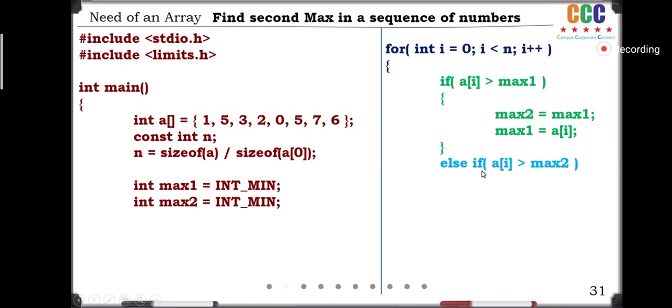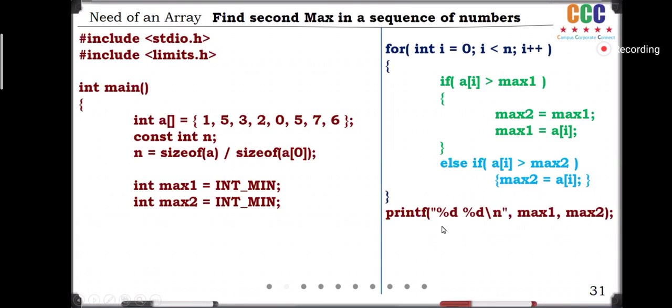So directly don't put else here. Put a condition where, if this is not greater than max 1, probably the value is greater than max 2. Check there, and here you can directly update max 2. No change in max 1. Done. So once you finish this loop, you have max 1 and max 2 handy, and you can just print the values.